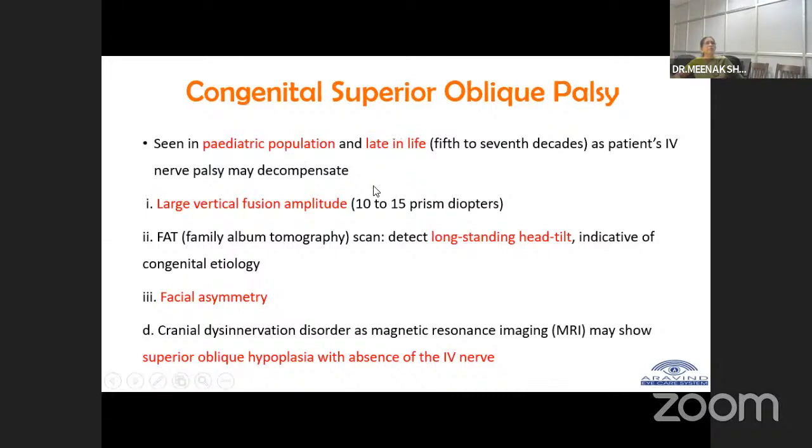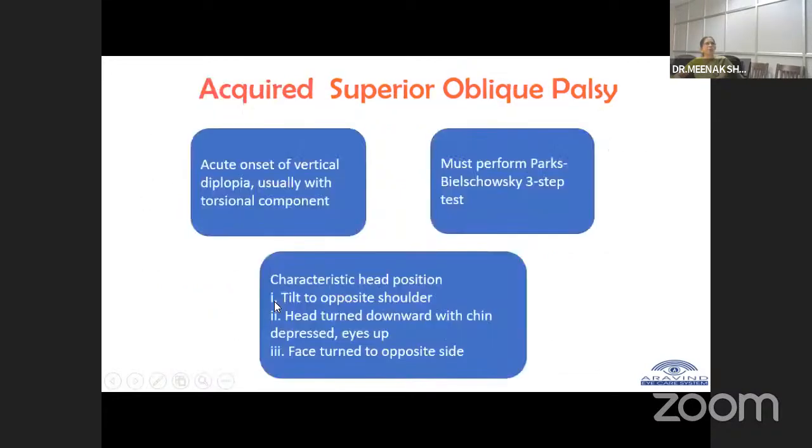Coming to the fourth nerve palsy, the commonest cause of acquired vertical strabismus. One thing we have to remember is it can be congenital. So whenever there is a large vertical fusion amplitude, you should get the family album tomography, because suddenly a patient will say at the age of 30 that he's having diplopia, but it can still be long-standing. So based on the old photograph, we can find it.